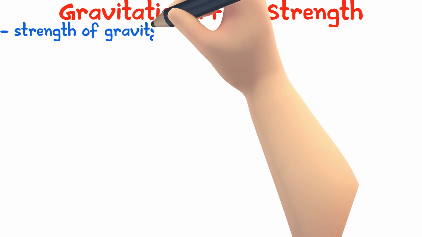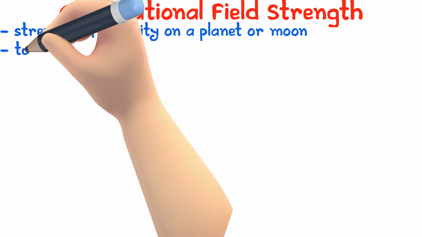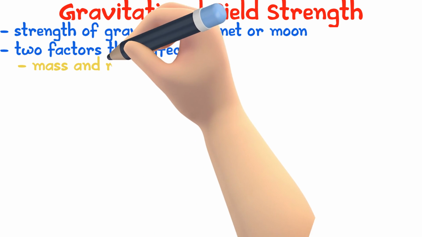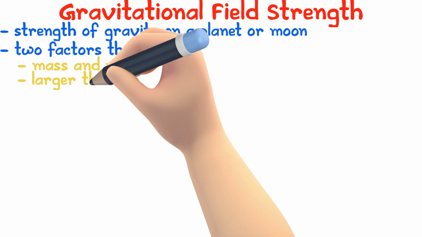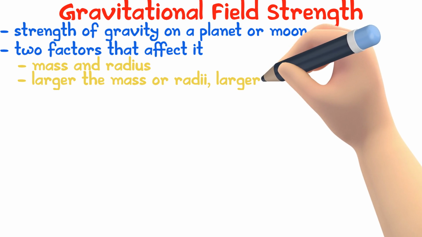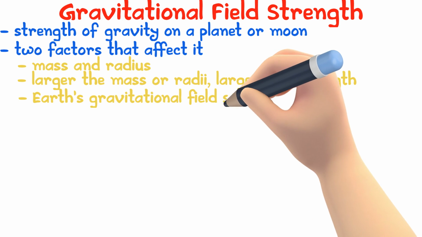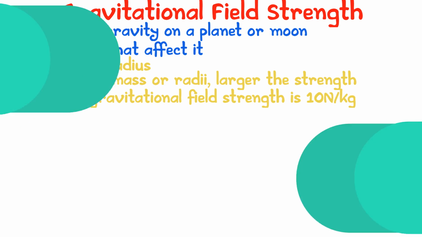The gravitational field strength is the strength of gravity on a planet or moon. There are two factors that affect the gravitational field strength: the mass and the radius. The larger the mass or radius, the larger the gravitational field strength. The Earth's gravitational field strength is 10 newtons per kilogram.